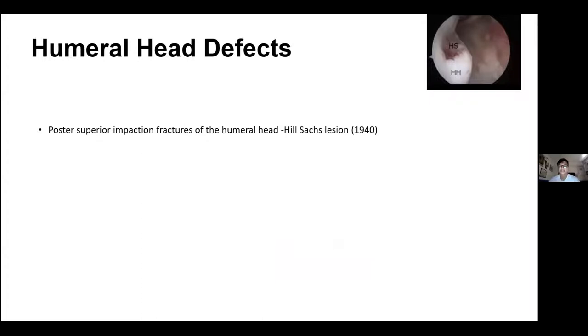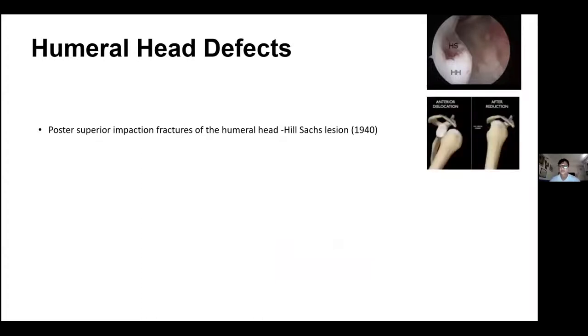Coming to the humeral side defect, whenever the shoulder dislocates anteriorly, the posterior superior margin of the humeral head impacts against the anterior inferior margin of the glenoid cavity and causes an impaction fracture, which is called the Hill-Sachs lesion. Hill-Sachs lesion is present in up to 80% of initial dislocations and up to 100% of cases of recurrent dislocation.